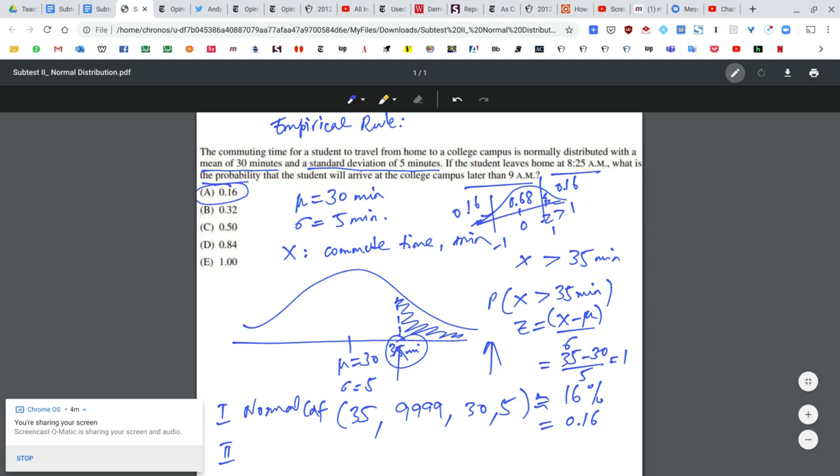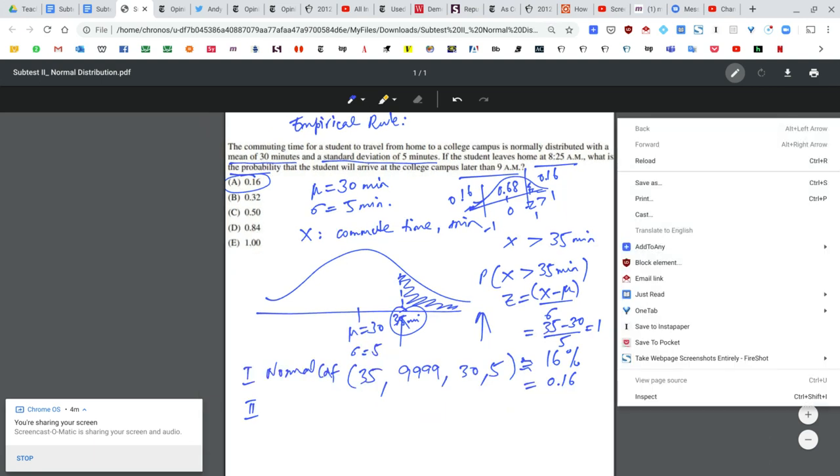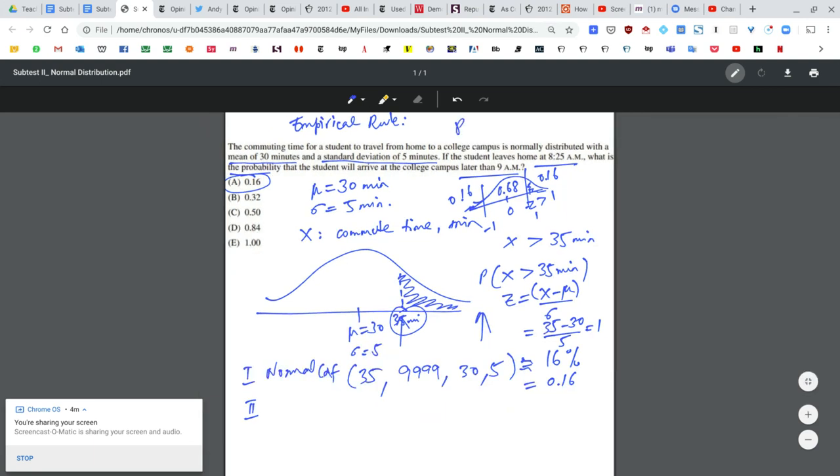So the probability that z is greater than 1 is nothing but 0.16. So that's method 2. It uses z-scores to answer the question. This is an approximate rule, so it gives you a very, very good estimate though.